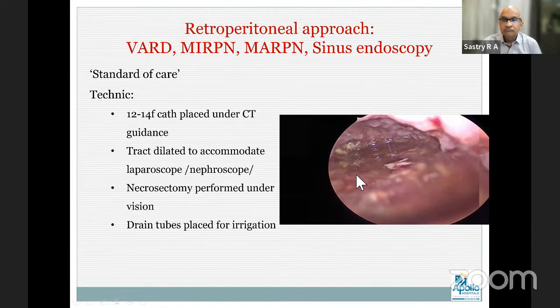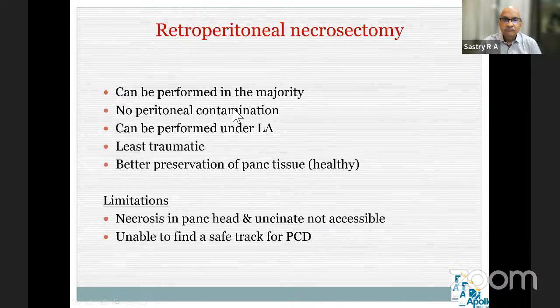So this is open necrosectomy, which may be required in some patients where there is not much peripancreatic necrosis, it's only necrosis confined to the pancreas, then you may use this.